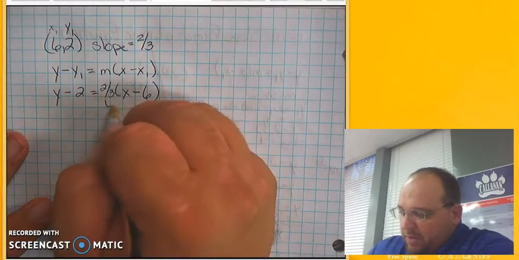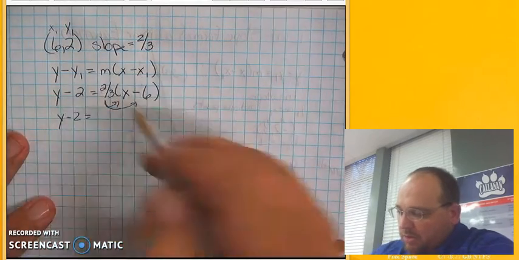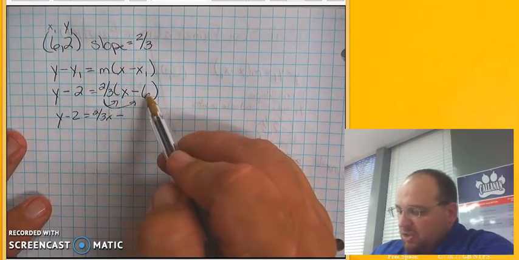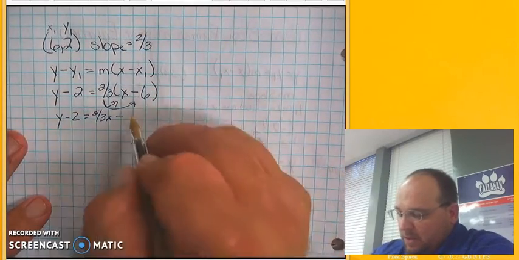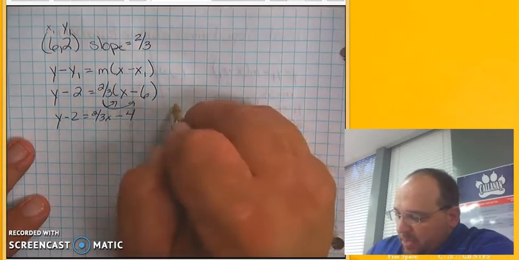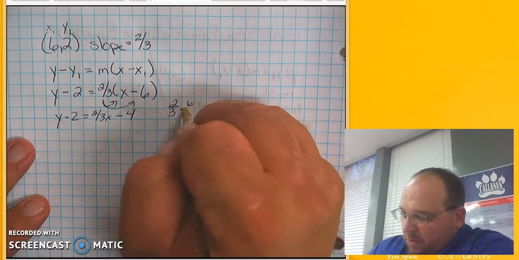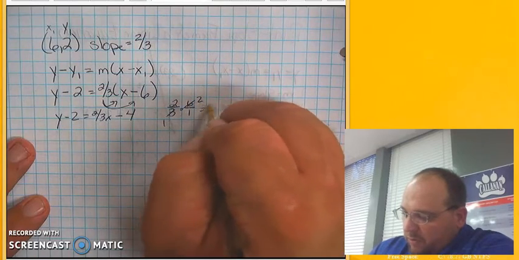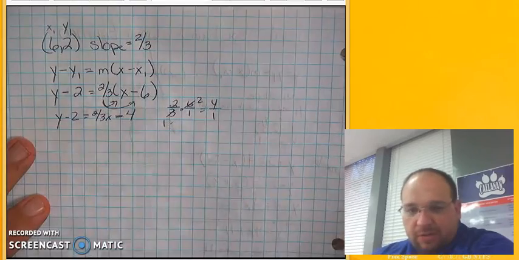Now I'm going to go ahead and distribute. I get y minus 2 equals 2/3 x minus 2/3 of 6. So 2/3 of 6 would be 4. The easy way to do that is I did 2/3 times 6 over 1. I simplify. 2 times 2 is 4. 1 times 1 is 1. Notice how, again, I still have the subtraction of 4 there.